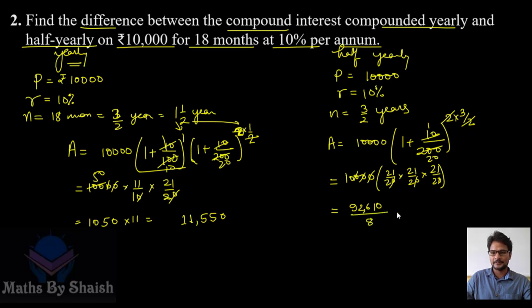92,610 divided by 8. 8 ones are 8, then 1, then again 8 ones are 8, 4, 8 6s are 48, so 8 5s are 40, and then 8 7s are 56, then 5, then 8 4s, 8 5s, 8 6s are 48, 2, so it is 8 2s are 16, and then 8 5s are 40. So this is the value when it is compounded half yearly.